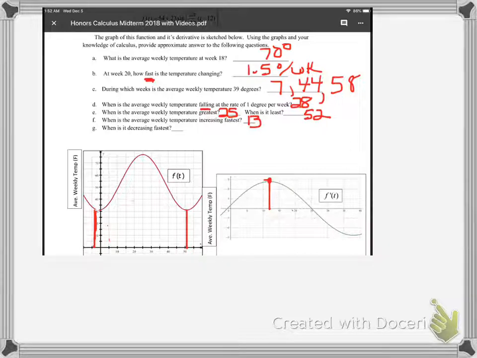Okay, then when is it decreasing fastest? Another inflection point is what we're looking for. It's decreasing fastest in here. It had been increasing fastest in here. This was right here the max on your original function. So this decreasing fastest is going to be the min. So the min looks like it's right about here. And if you read up, it looks like it's about 37. So 37 weeks is the best answer there. So that finishes this question.